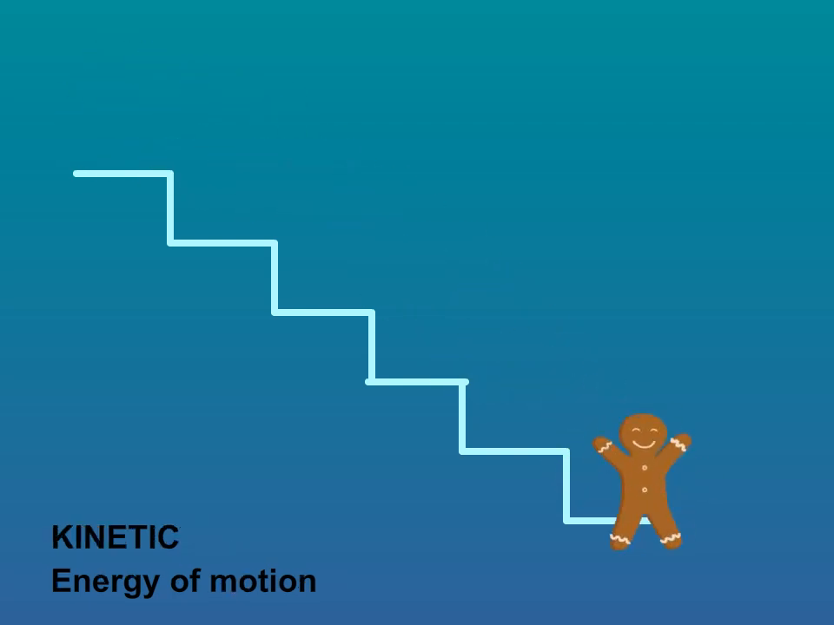Kinetic energy is the energy of motion. When the gingerbread man falls down the stairs, he is in motion. The stored potential energy is now put to use to send him plummeting down the stairs.